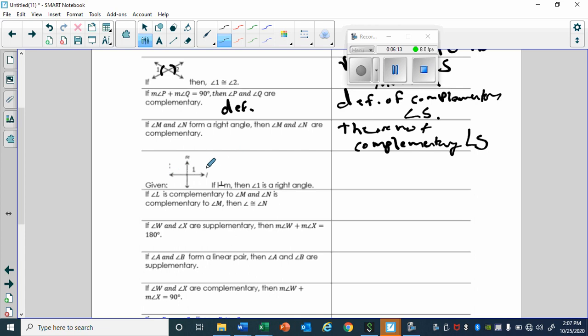It says given this object, which shows two perpendicular lines, if L is perpendicular to line M, then angle 1 is a right angle. So this is the definition of perpendicular. I use a symbol for perpendicular there. If angle L is complementary to angle M, and angle N is complementary to angle M, then angle L is congruent to angle N. So this is an example of substitution.